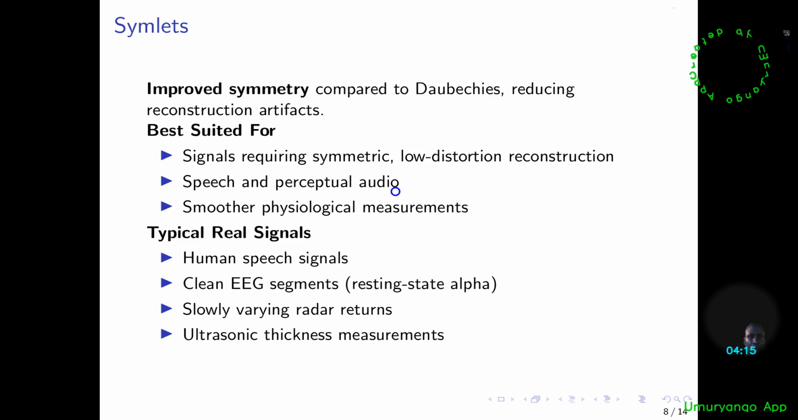Symlet wavelets have improved symmetry compared to the Daubechies basis, reducing reconstruction artifacts. They are best suited for signals requiring symmetric, low distortion reconstruction, such as speech and perceptual audio, and smoother physiological measurements. Typical real signals you can analyze with Symlet wavelets are, for example, speech signals, EEG segments for resting state alpha waves, varying radar return, and ultrasonic thickness measurement.